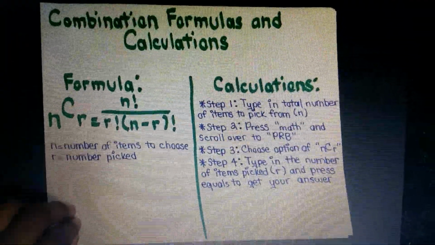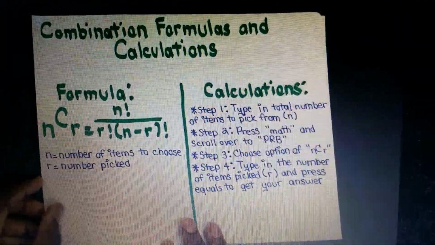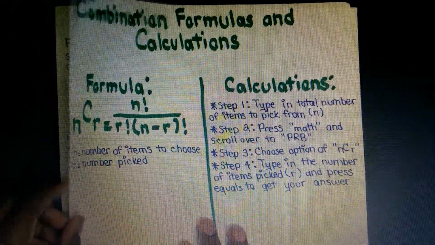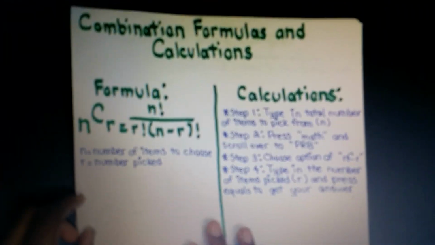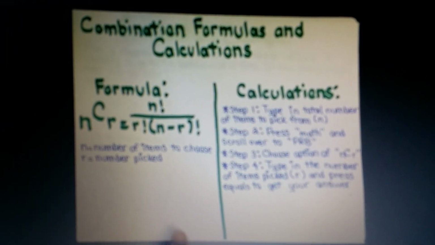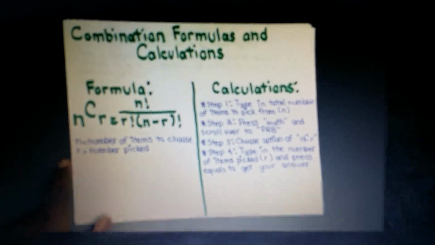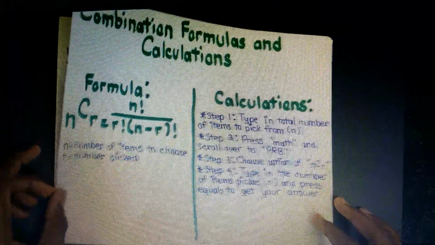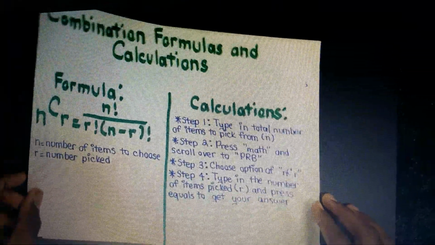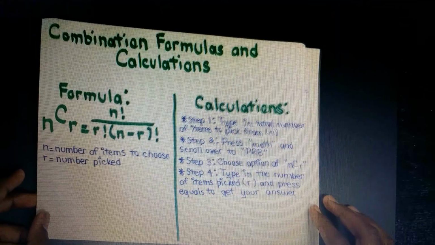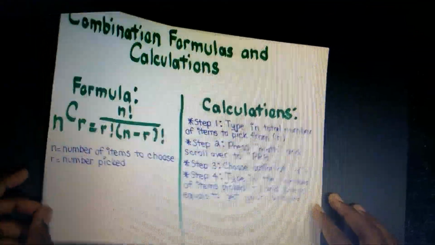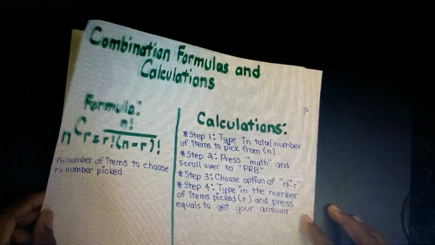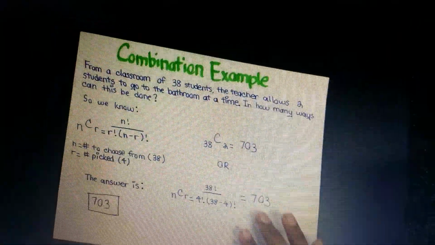Combination formulas and calculations. The formula for combinations is nCr equals n factorial over r factorial times (n minus r) factorial. And don't forget that n equals the number of items to choose from, and r equals the total number of items that you actually pick. The calculations are type in the total number of items to pick from, which is n, then press math and scroll over to PRB. Next, choose the option of nCr this time, and then type in the number of items picked, which is r again, and press equal to get your answer.